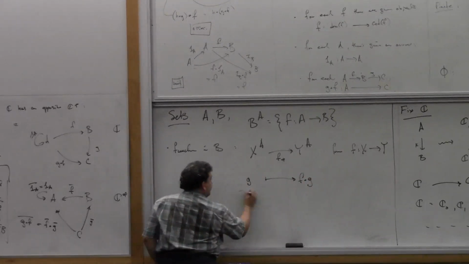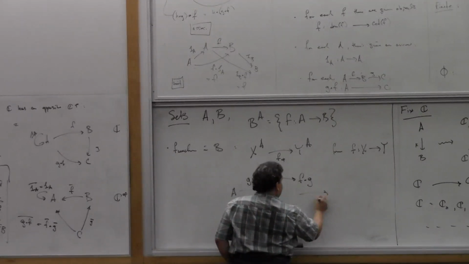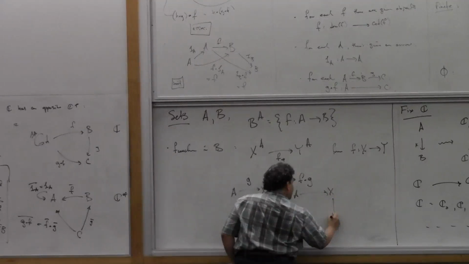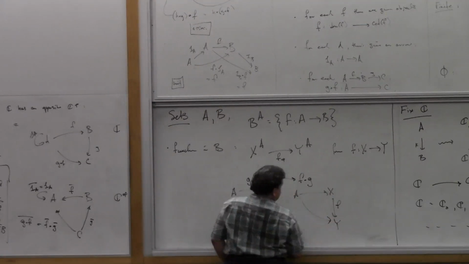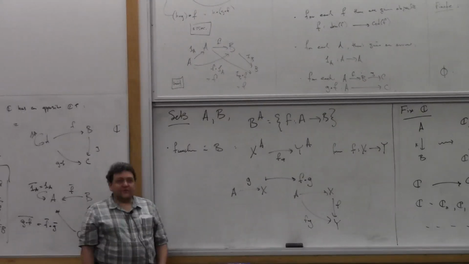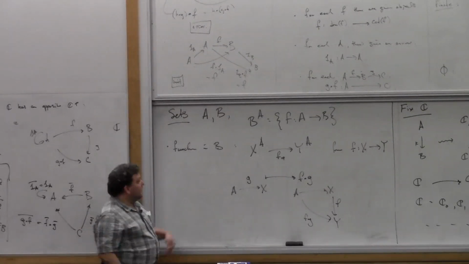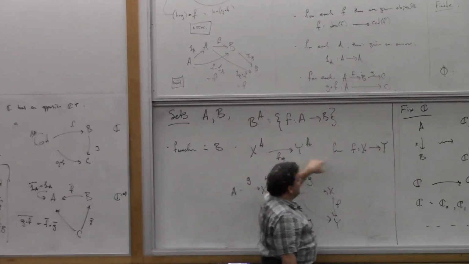G is going from A to X. F after g is going from A to X to Y. That's where f lives, and this is f after g. Good? So now I claim that that's a functor. That's going to be a homework exercise, I think. This is a regular old functor. Look, the direction is going the right way.